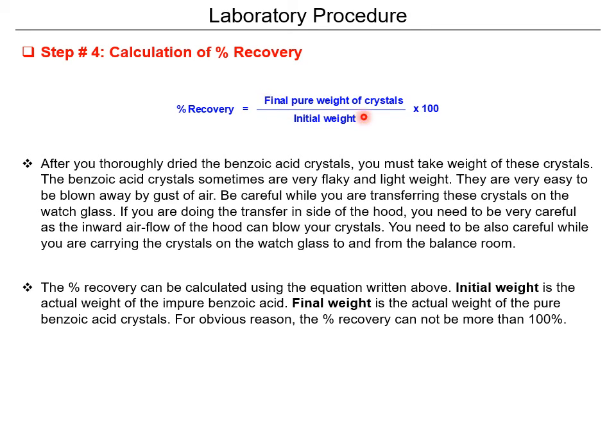You should have weighed your sample initially, if I didn't mention that before. And then you take the final weight after you had recrystallized them. You divide it by the initial weight here, and then times 100. And this should give you your percent recovery, right?